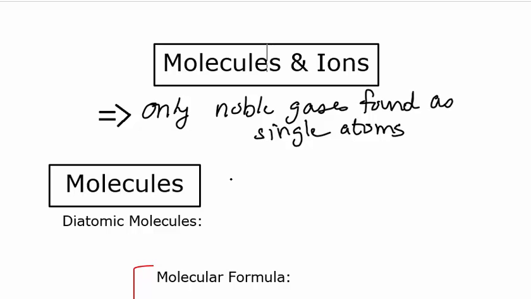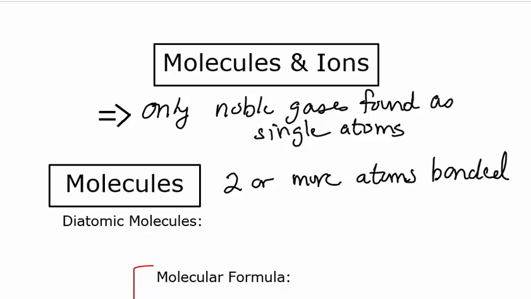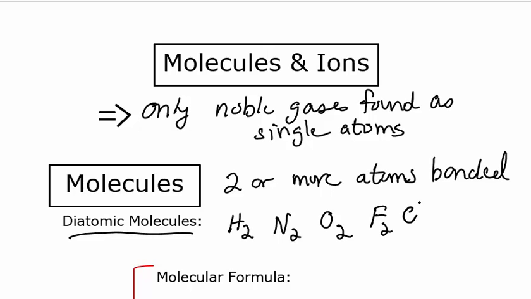So molecules are two or more atoms bonded together. And in some cases, atoms just bond to themselves in pairs, and those are known as diatomic molecules. There are several that you should be aware of: hydrogen, nitrogen, oxygen, and all of the halogens: F2, Cl2, Br2, I2. Those are ones that are stable and naturally occurring in twos, with each bonded to each other.